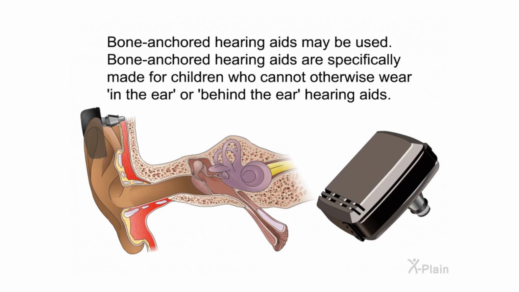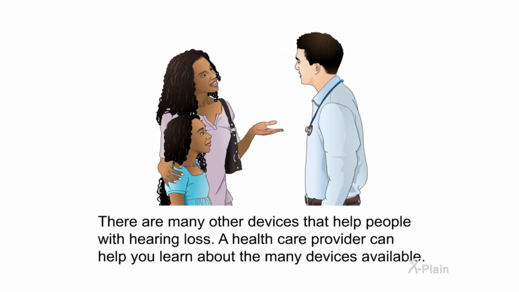Bone-anchored hearing aids may be used. Bone-anchored hearing aids are specifically made for children who cannot otherwise wear in-the-ear or behind-the-ear hearing aids. There are many other devices that help people with hearing loss. A healthcare provider can help you learn about the many devices available.